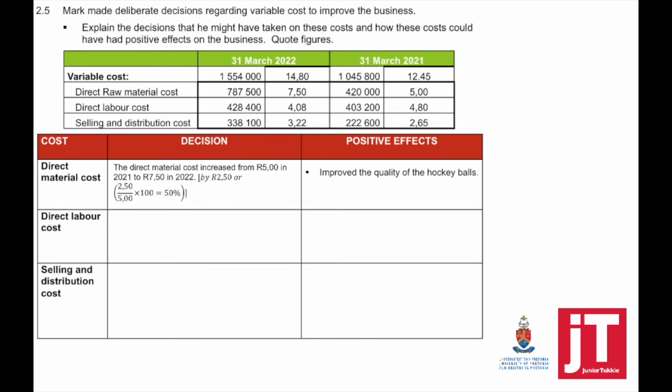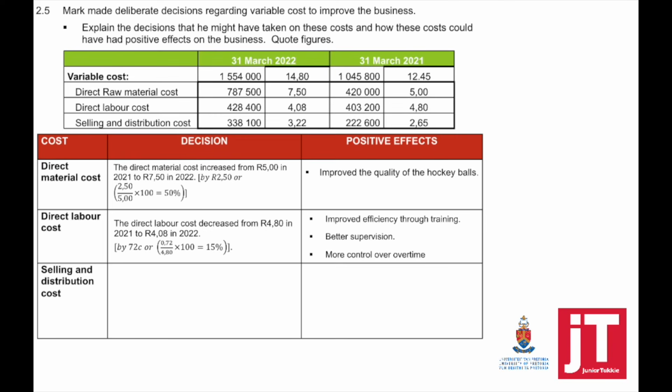The positive effect of this is improve the quality of the hockey balls. If we look at direct labor cost, it decreased from R4.80 to R4.08 in 2022. So it decreased by 72 cents. Now remember, we're looking for what positive effect this could have. This could be because of improved efficiency through training, better supervision, more control over the overtime.